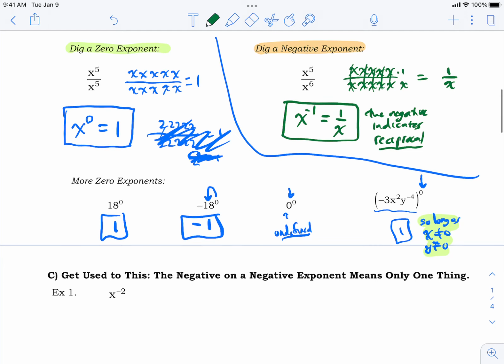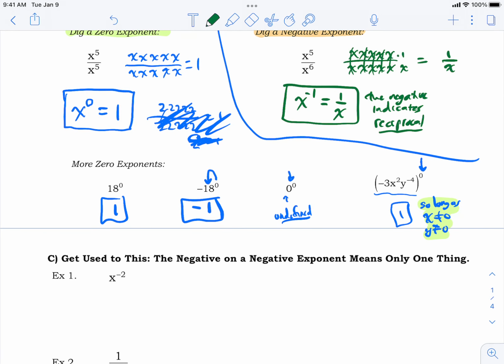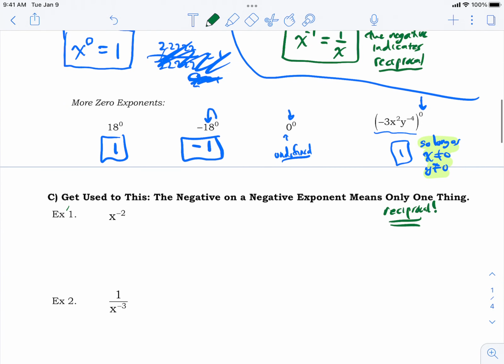And now, if you look at the next page here, it says, get used to this. The negative on a negative exponent means only one thing. What is that one thing? That one thing is reciprocal. Only reciprocal. And it means, let's write this here. It means reciprocal. Only reciprocal. That's all you do is reciprocal. So we're going to get used to that by looking at a whole bunch of examples here.